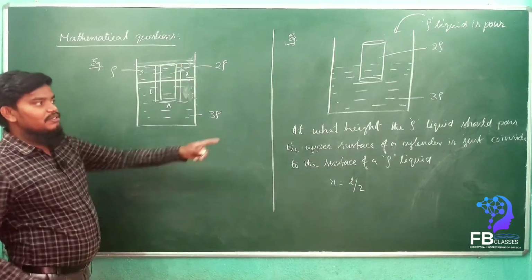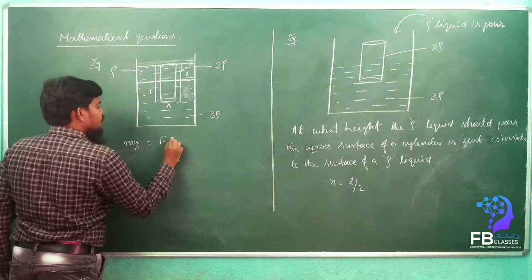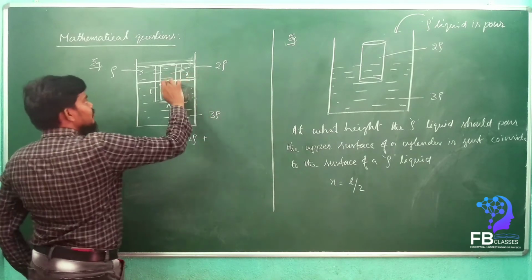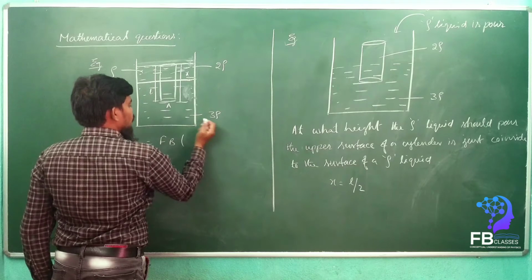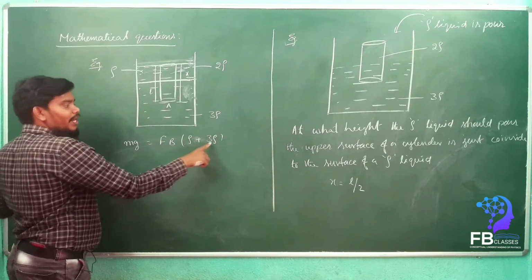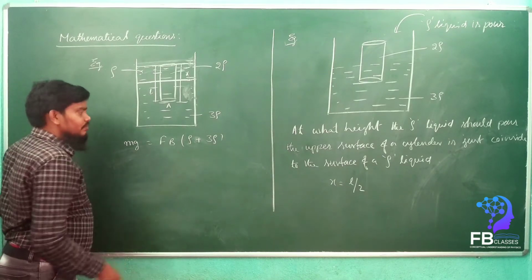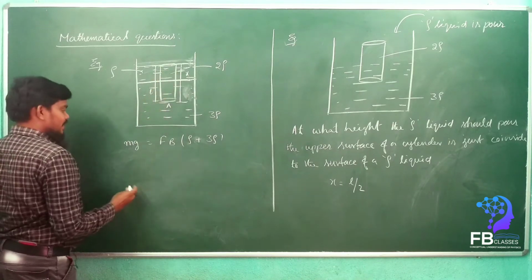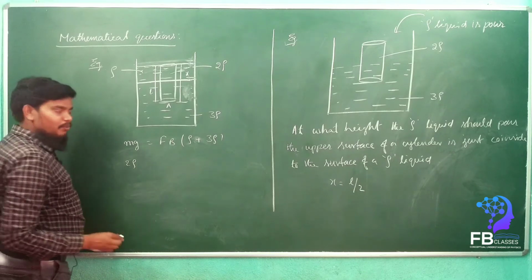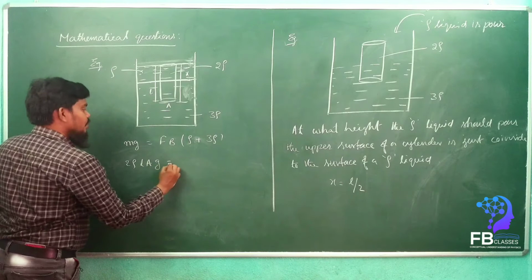The same question is asked here. So mg is equal to FB, the buoyancy force from density rho liquid plus the buoyancy force from density 3 rho liquid. Both the buoyancies we have to calculate here. The same thing. mg is related to the cylinder. Cylinder density is 2 rho, as we said. Volume of the cylinder is L into A, into g.